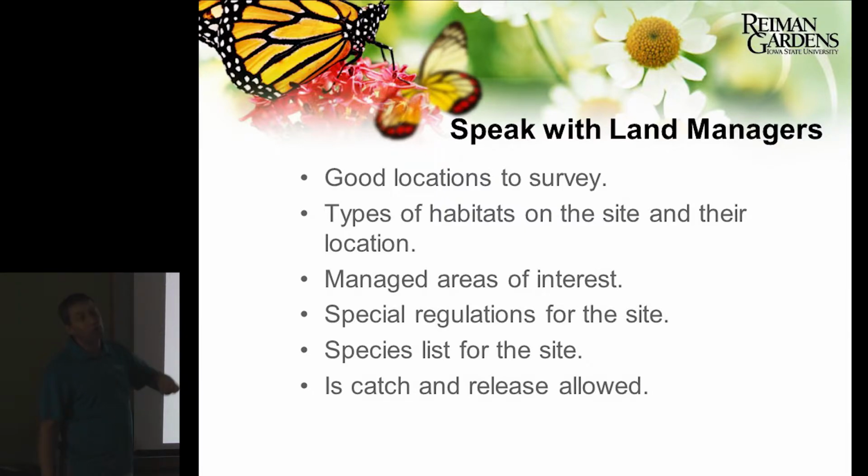They can tell you the good locations potentially to survey. They may know where they've seen butterflies before. They know where the habitat potentially is on the site, where butterflies may be moving through. They can possibly tell you the types of habitats that are on their site, whether it's a wet prairie, a fen, a dry prairie, oak savanna. They can break it down to what kind of habitat types are across the prairie.